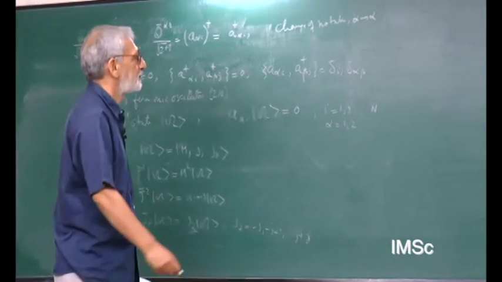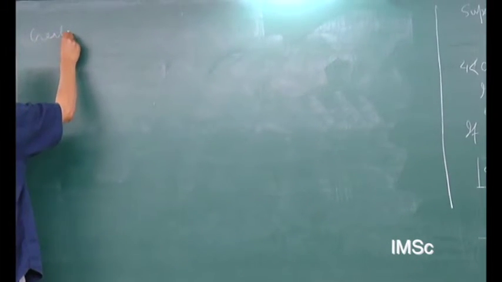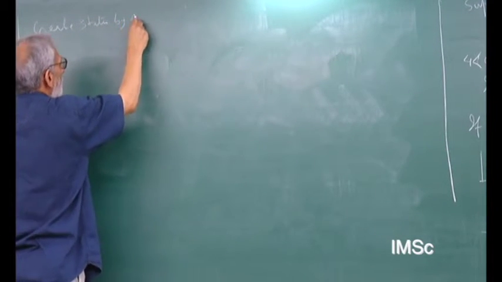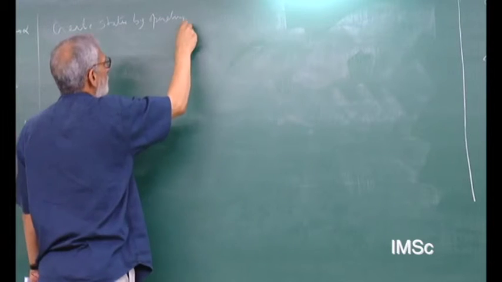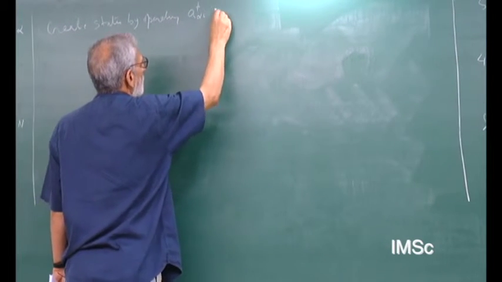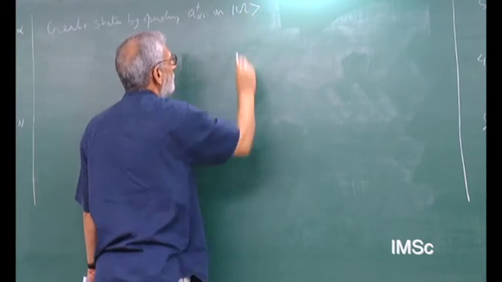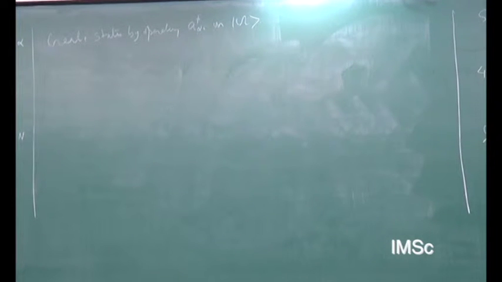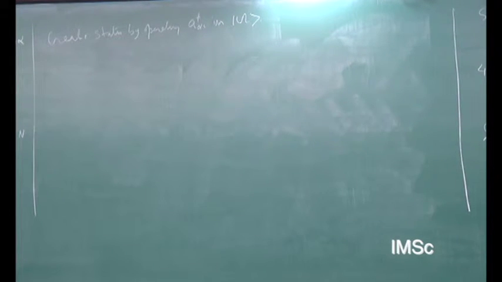So create states by operating A dagger alpha I on the vacuum state, exactly the way we do it for the harmonic oscillator, except that it's now a fermionic harmonic oscillator.